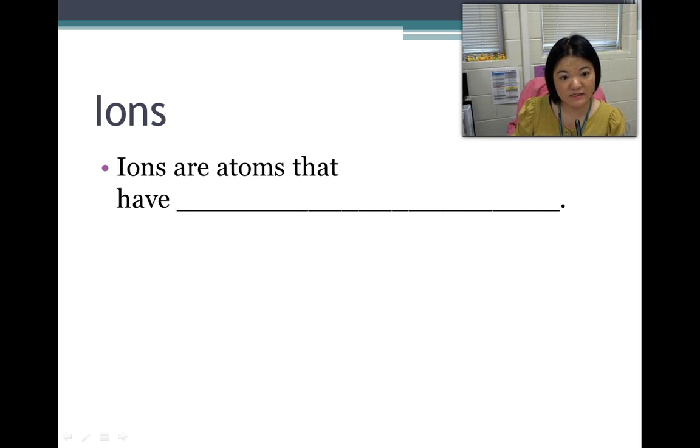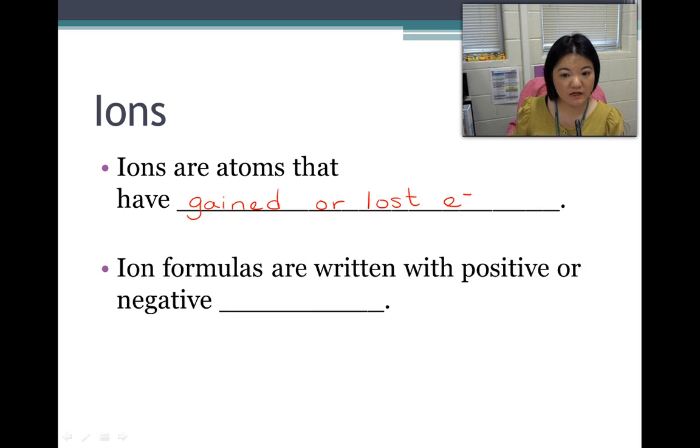Ions are atoms that have gained or lost electrons. Now, since electrons have a negative charge, that's going to change the charge of the atom. So it's no longer going to be neutral. So ion formulas will have a charge and they are written with a positive or negative superscript.